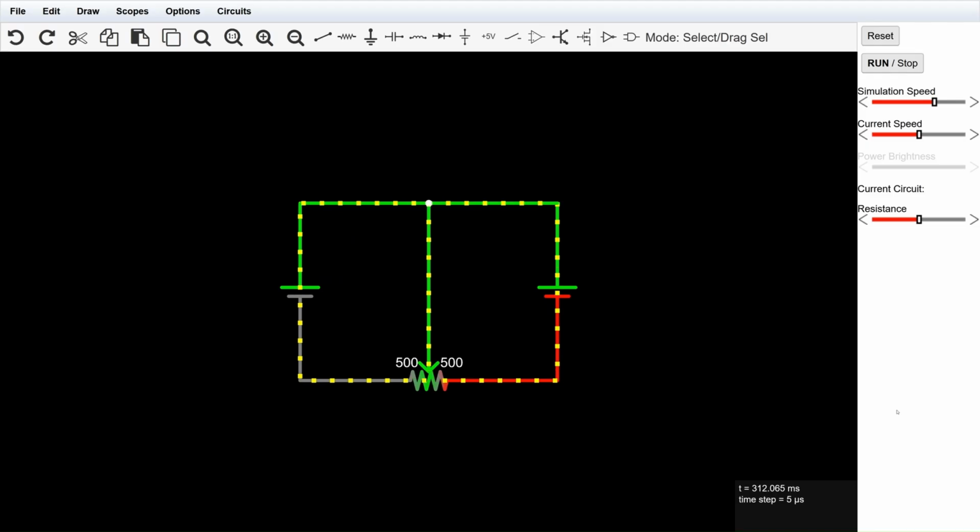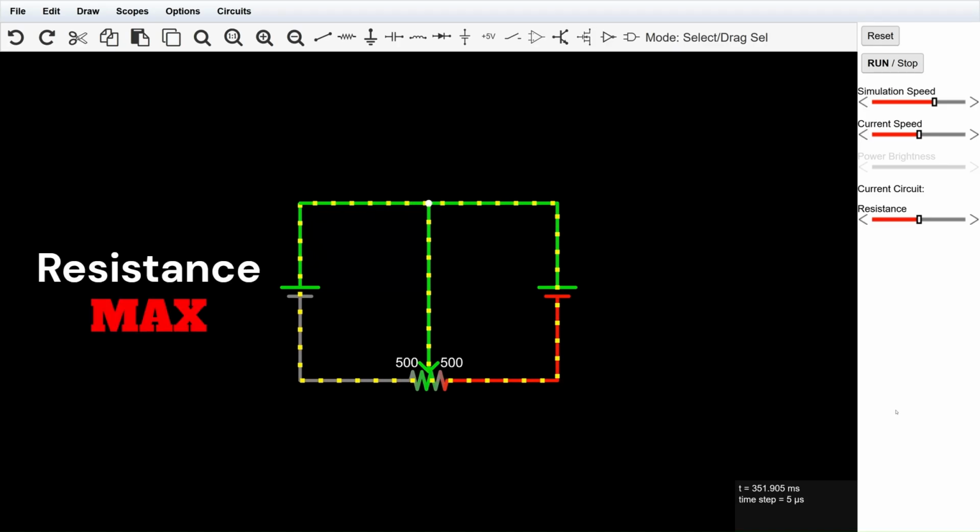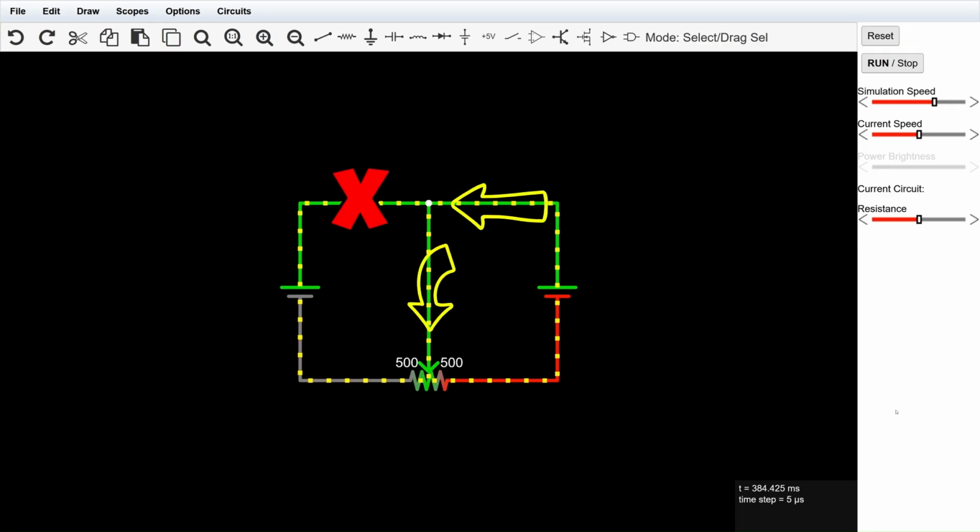The current in the circuit increased, but its direction still didn't change. Why? Because power supplies have very high internal resistance, and current always tries to flow toward the lower resistance path. You can think of it like water. It always flows where it's easier to go.